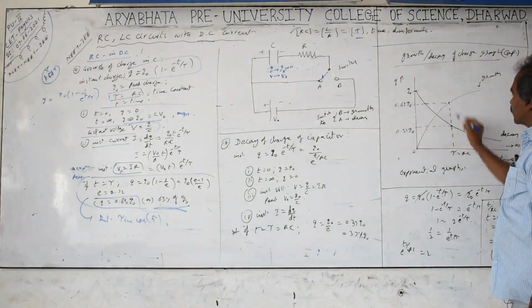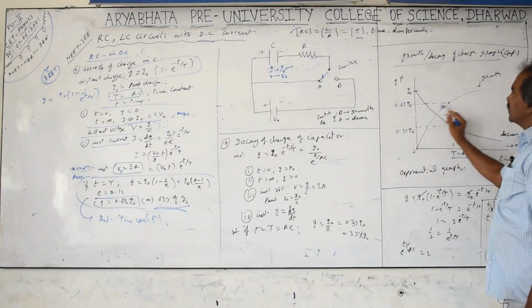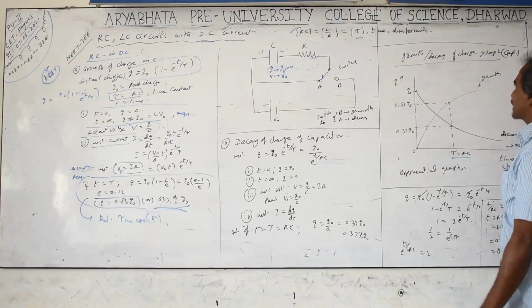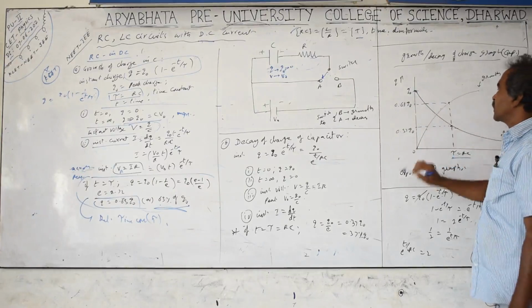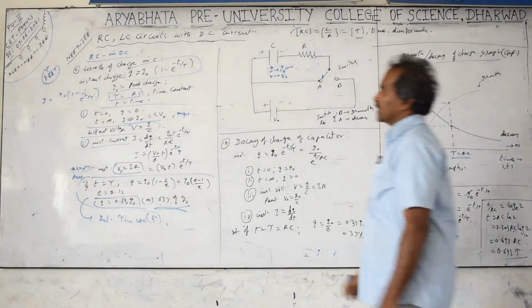And whenever the time equals the time constant tau equal to RC, the charge increases from 0 to 0.63 times Q naught, which means 63% of the maximum charge. Maximum charge is nothing but Q naught. This is the growth of the charge. It is called the exponential growth curve.